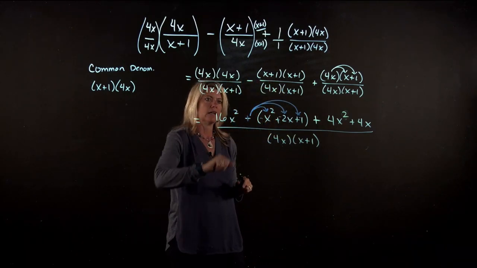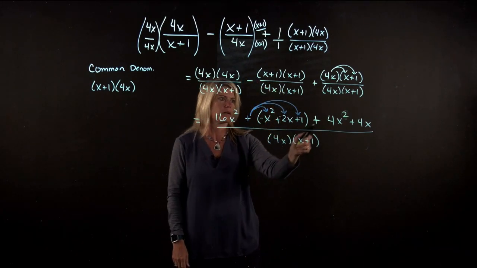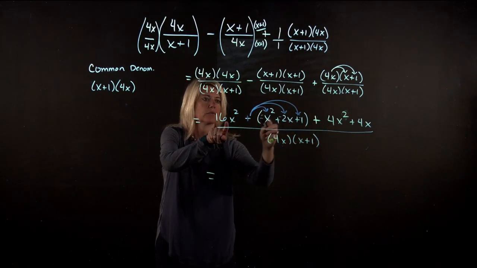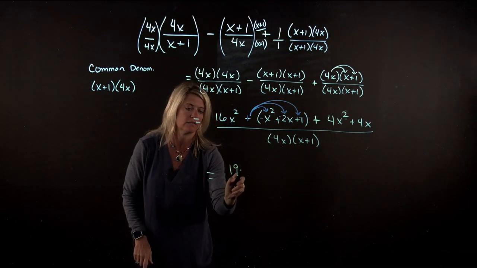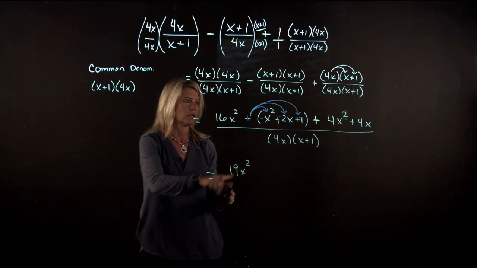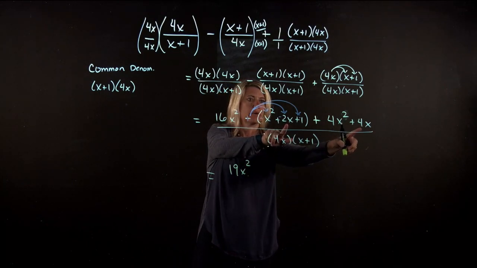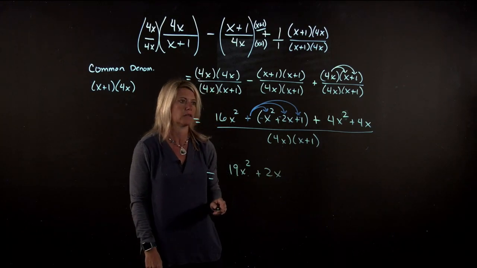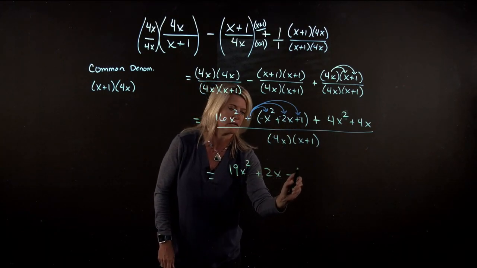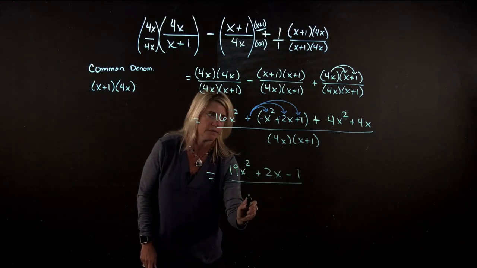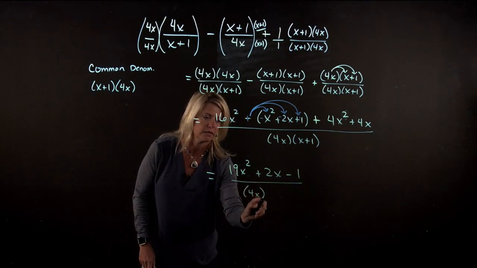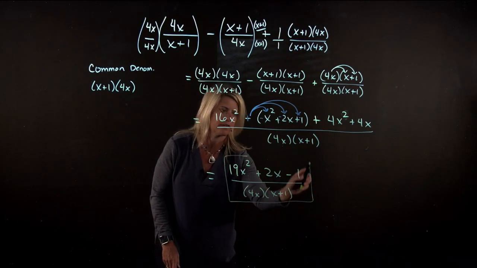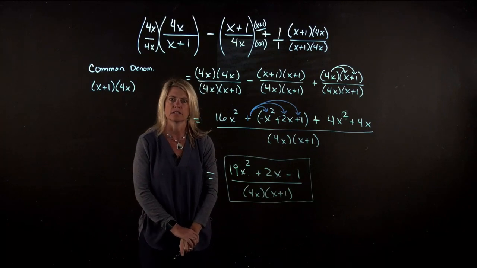So I've got a 16x squared, a negative x squared, and a 4x squared. So when I combine those like terms, it's like a 20x squared minus a 1x squared. So that's going to give me 19x squared. I have a negative 2x and a positive 4x, so that will give me a positive 2x when I combine those. And then I will have the minus 1 all over the common denominator of 4x times x plus 1. And this then is the final answer for this problem.